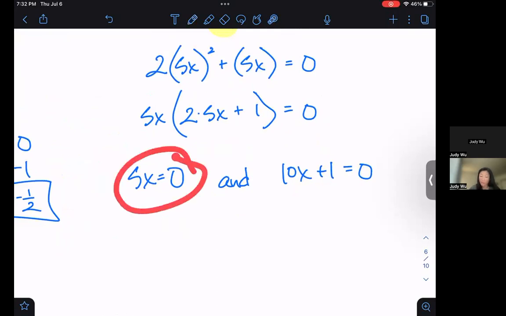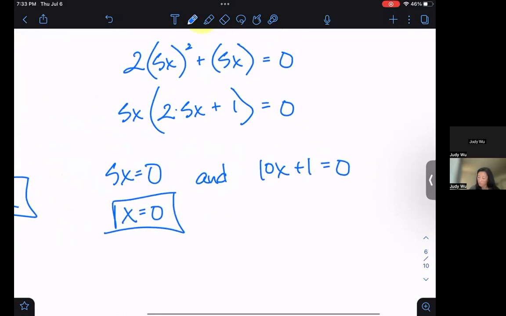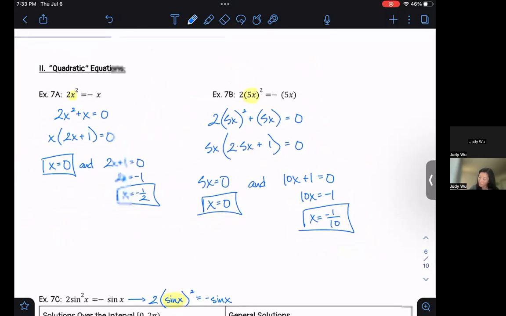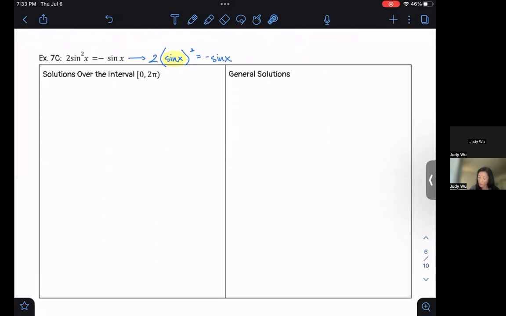In the first one I have here, the 5x equals 0, I'm going to go ahead and divide both sides by 5. Here's one solution. And in the second one, I'm going to subtract 1 and divide by 10. Quadratic means I have 2 solutions. Okay, so we see that square and we're thinking we better have 2 solutions. Now we're going to use the same framework to take a look at 7c.